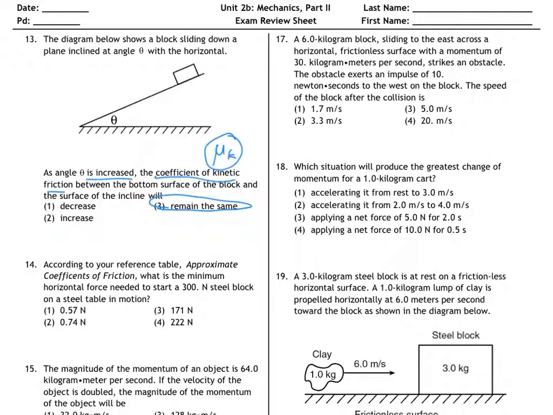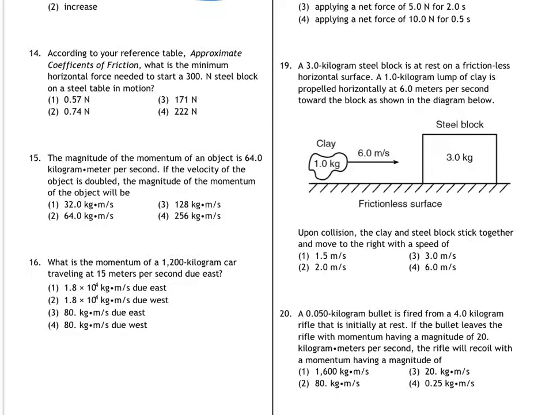All right, so next question. According to your reference table, approximate coefficients of friction, what is the minimum horizontal force needed to start a 300 Newton steel block on a steel table in motion? So we're going to use a frictional equation, and FF is mu Fn. Let's see, what do they want? They want the force, so we're solving for FF, so this is good. We just need the coefficient of friction between a steel block and a steel table.